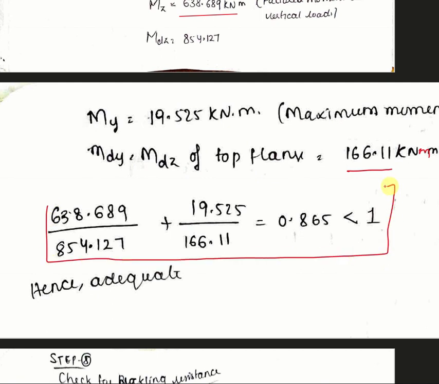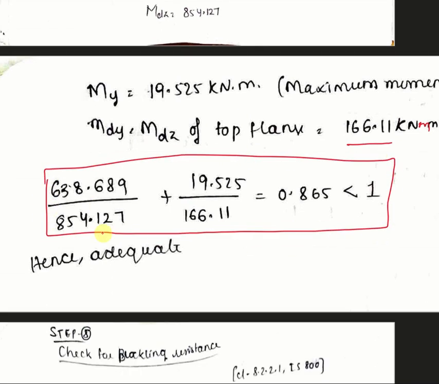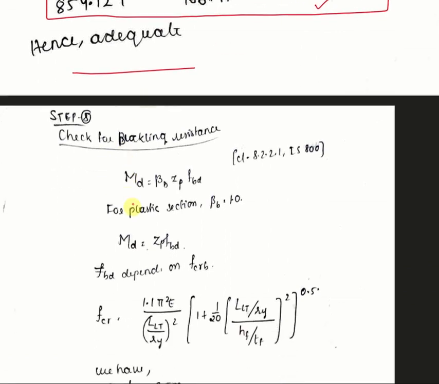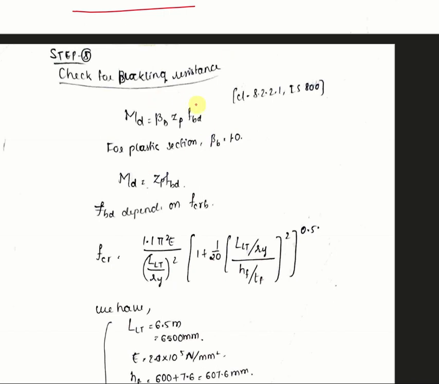This is also mentioned in IS 800 clause 8.4. It starts from 8.4 onwards. You just check it out. So it is adequate. It is less than 1. It has to satisfy, and it is 0.865. So it is okay. So let us check step 8, the buckling resistance.